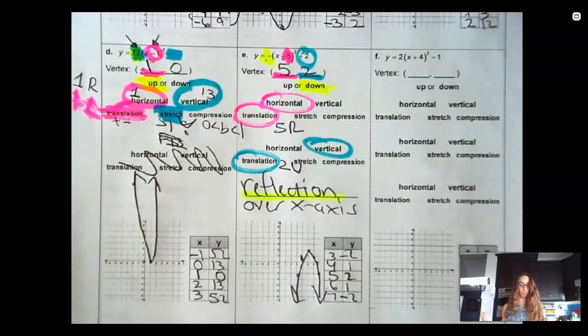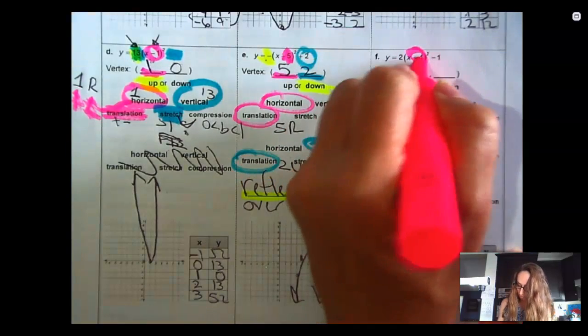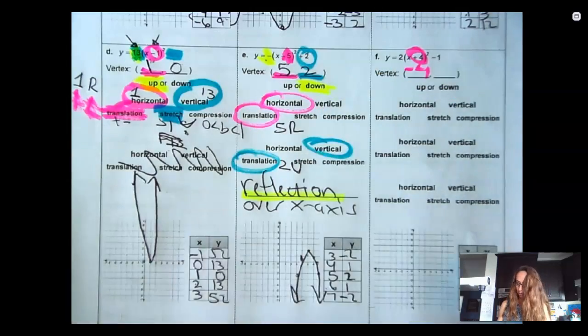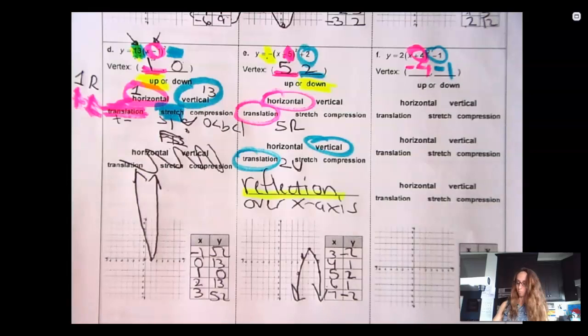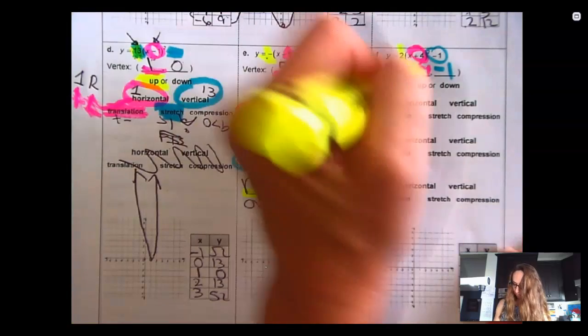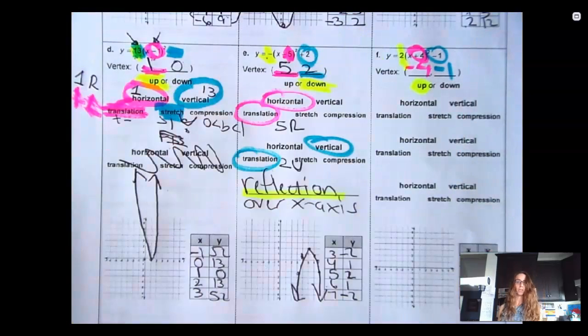All right, last one on the page. We have got a lot going on. So what am I going to deal with first? Whatever I feel like it. I'll deal with the vertex first. Not a straight shooter. That's with the X. Straight shooter. Up or down. This is positive. It's going up, which means there's no reflection, okay?